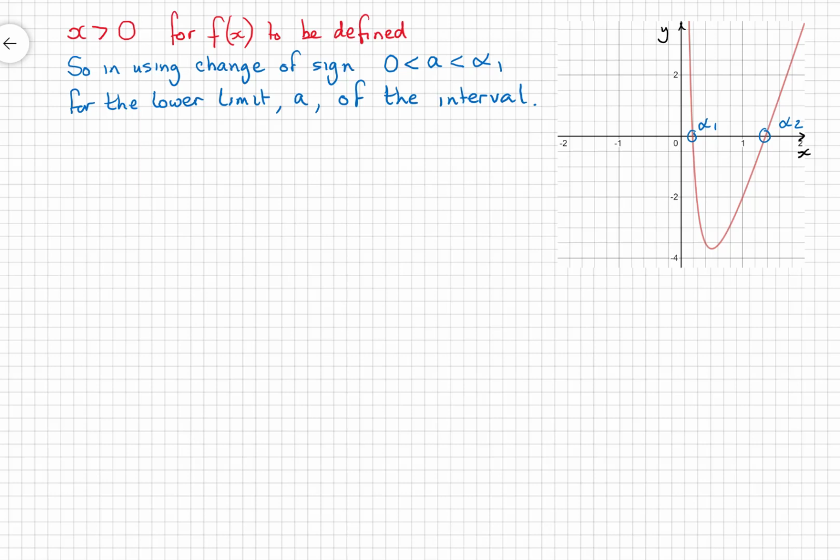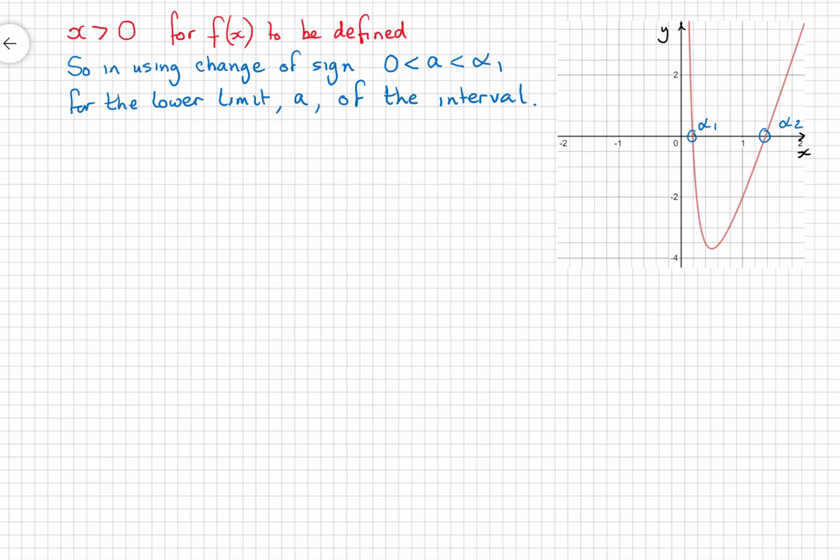When we're trying to find an interval in which a solution is found, we have to try some values, and the lower limit, a, in the interval must be between 0, not including 0, up to, but not including, the actual root alpha 1, because on that side of alpha 1, y is positive, and then the upper limit for our interval would need to be a little bigger than alpha 1.